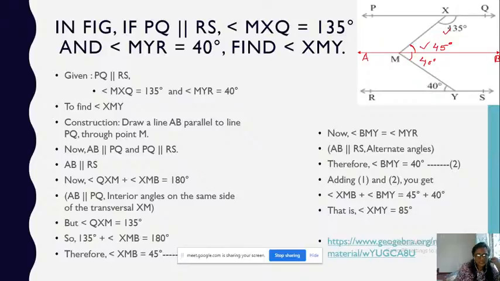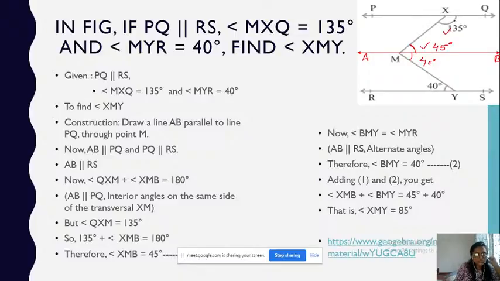So you are given that the two lines PQ and RS are parallel, then two angles were given. So we just did a small construction. We constructed a line which is parallel to the line PQ, and then you can either use the linear pair axiom, then the alternate interior angles axiom, and then find this angle to be 45 degrees.